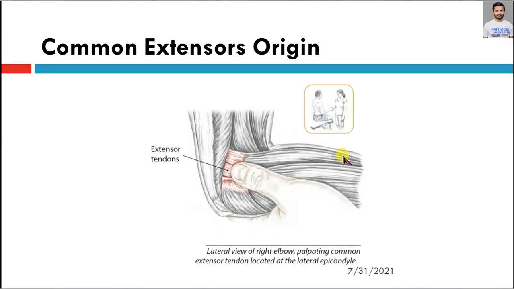Common extensor origin. This is a very important clinical site because there is a condition called lateral epicondylitis, or tennis elbow. In this condition, there is inflammation, microtrauma or strain to the common extensor tendon, and this is the site. It is very proximal, or sometimes just superficial to the lateral epicondyle.